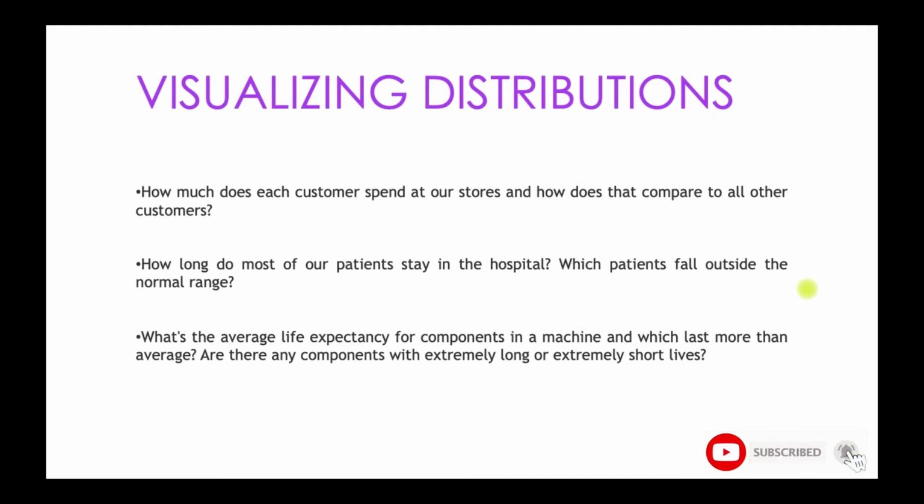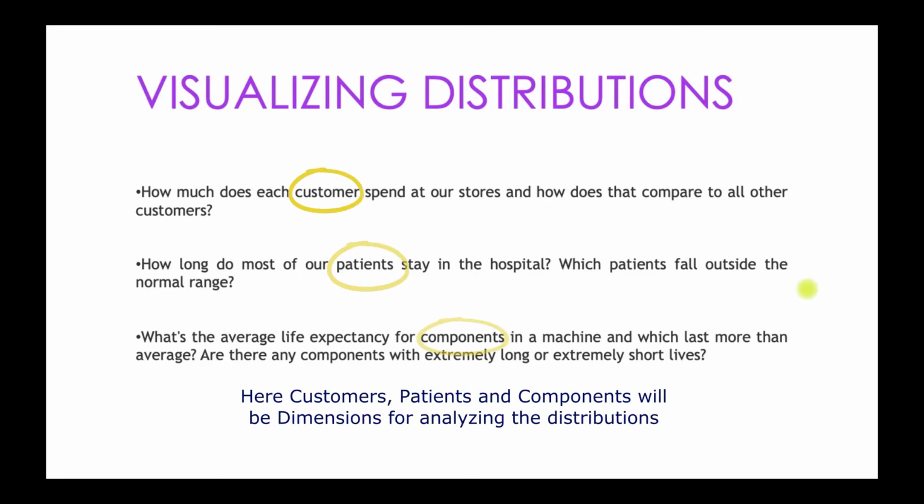In each case, you are seeking an understanding of how individuals, here customers, patients, and components, relate to the whole group. In such cases, you most likely have a relatively high number of individuals. In data terms, this will be a dimension. So customer will be a dimension, patient will be a dimension, component will be a dimension, representing a relatively large population of individuals and some measure which you would like to compare.